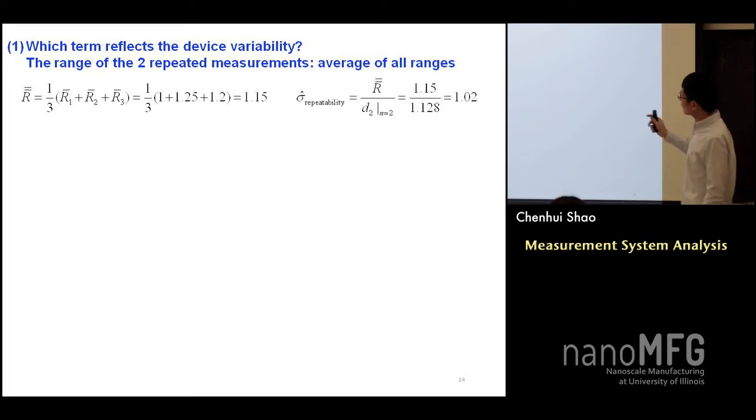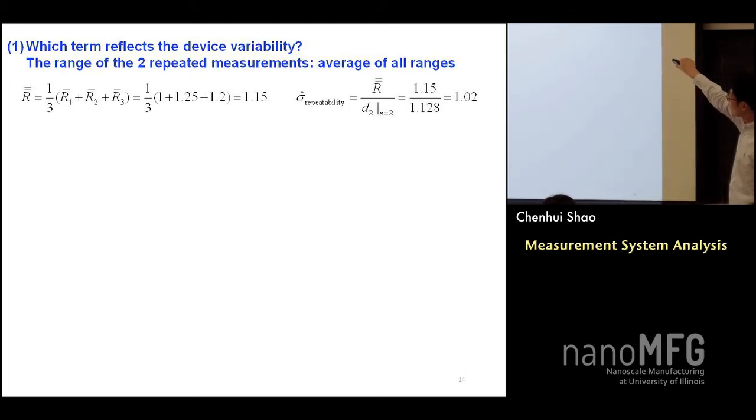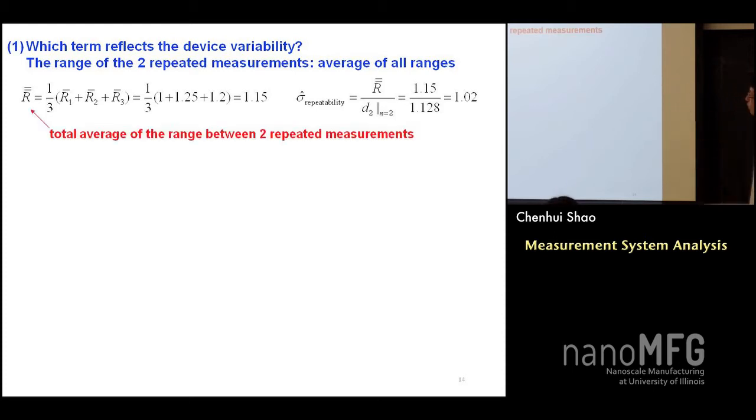Okay. So then sigma repeatability is given by R double bar divided by d2 for a sample size of 2, because we have 2 repeats for each part. So we have a sample size of 2. So here in this example, the sigma repeatability is given by 1.02. Okay, so that's for that. So this is the total average that we just discussed.